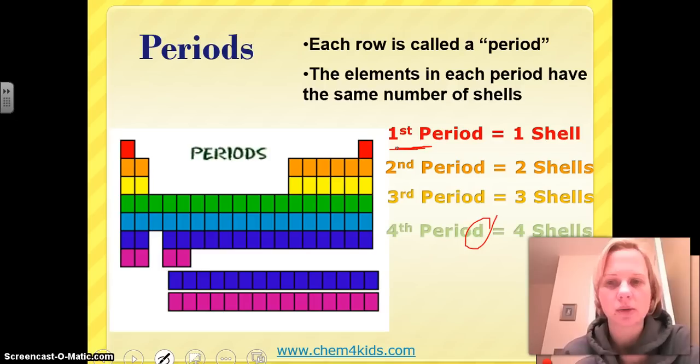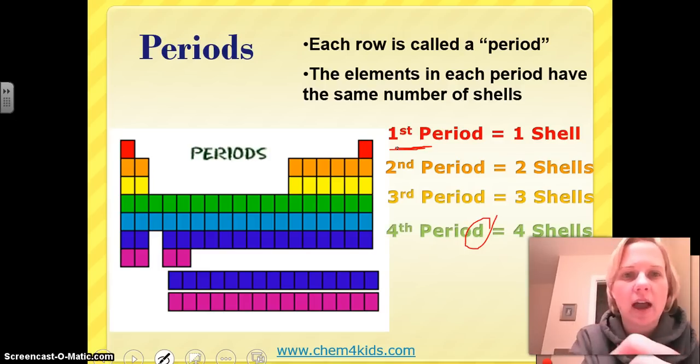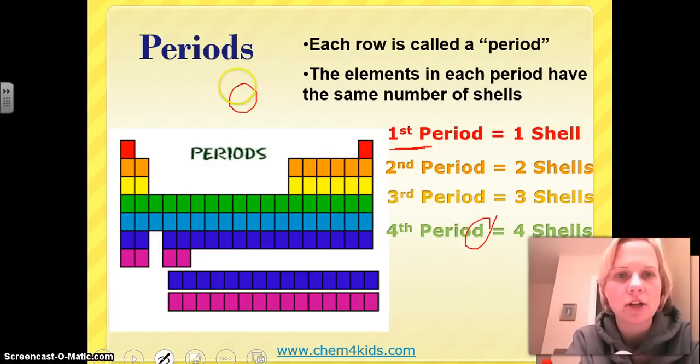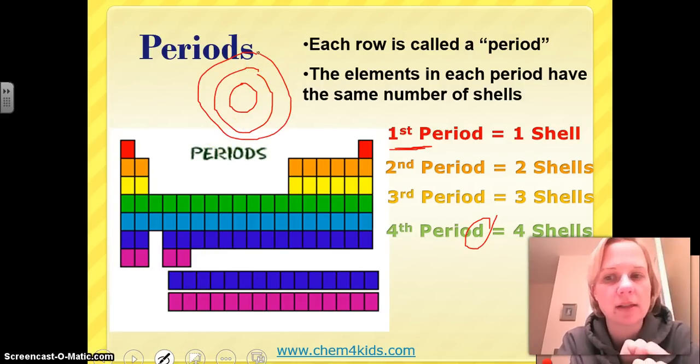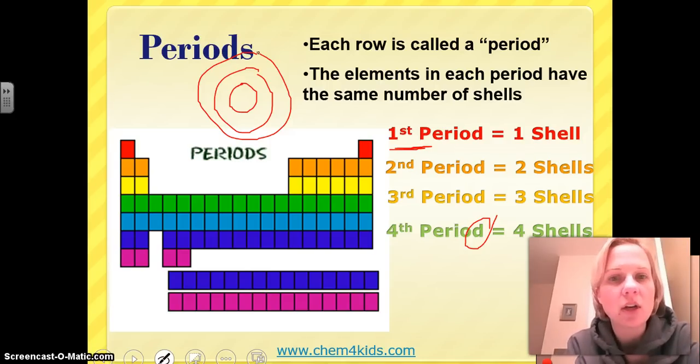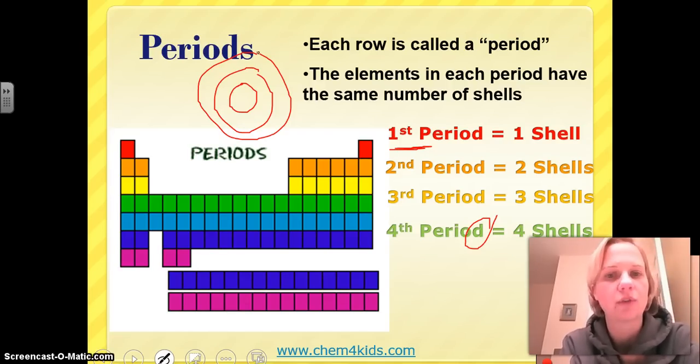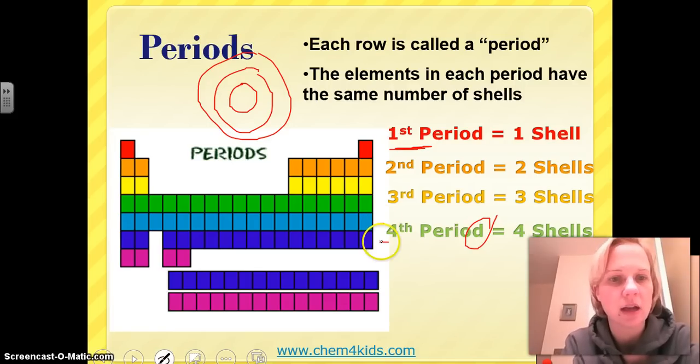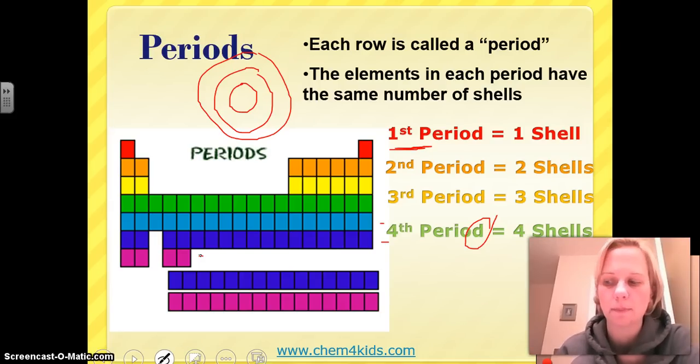In terms of shells, we kind of did this in class, but you all watched me draw the little electrons around a thing, something similar to that. Those are shells. The period number equals how many circles I have to draw. If I'm in period 1, it's 1 shell, or 1 circle. Period 2 is 2 circles, period 3 is 3, 4 is 4, 5, 6, and then 7. So the period number is equal to the number of circles or shells I have to draw.